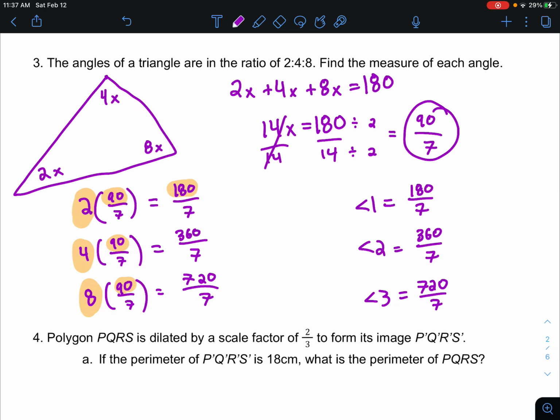Okay, now you could choose to turn these into decimals if you want at this stage. You shouldn't really ever use decimals until the very, very end. And then we could say which is approximately equal to 25.71 degrees. 360 divided by 7 would be approximately 51.43 degrees. And this is approximately 102.86 degrees. So generally, if it doesn't specify, 2 decimal places is a pretty decent place to round to, but we should not turn these into decimals until the very, very end. We don't want to round along the way.